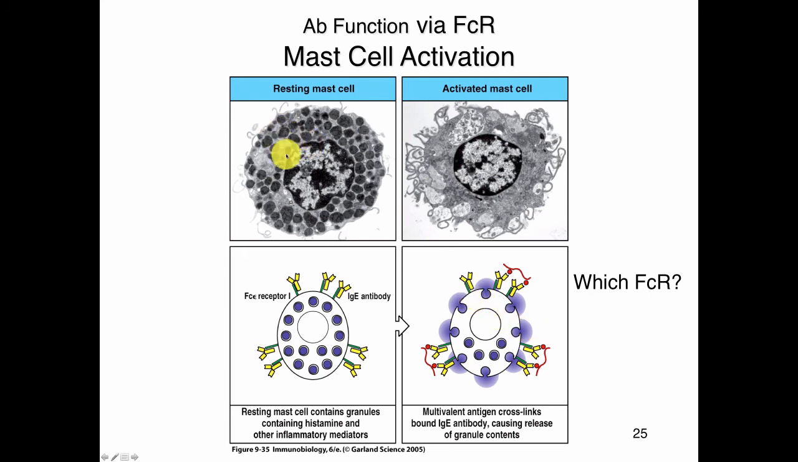And so this is an electron micrograph of a resting mast cell that's not activated, and you can see that it's just full of lysosomal granules that contain histamine and many other inflammatory mediators. But when IgE is cross-linked on the surface of the mast cell, that results in degranulation, or expulsion of these lysosomal granule contents into the extracellular space, and that's really the important catalytic event that induces an allergic inflammatory response.